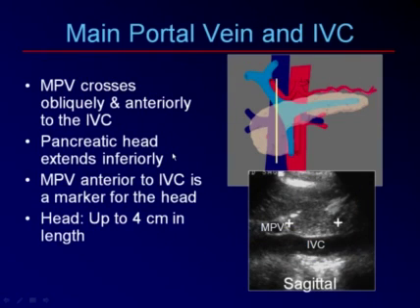Now the main portal vein. The main portal vein crosses obliquely and anteriorly to the inferior vena cava. The pancreatic head extends just inferior to that point of crossover. So here we are on a sagittal section. This is the inferior vena cava. This round dark area is the main portal vein crossing in front of the IVC. That's our marker for the head of the pancreas. So all of this is head of pancreas that extends about 4 centimeters inferiorly, 4 centimeters in length. So this is our marker for the cranial aspect of the pancreatic head.